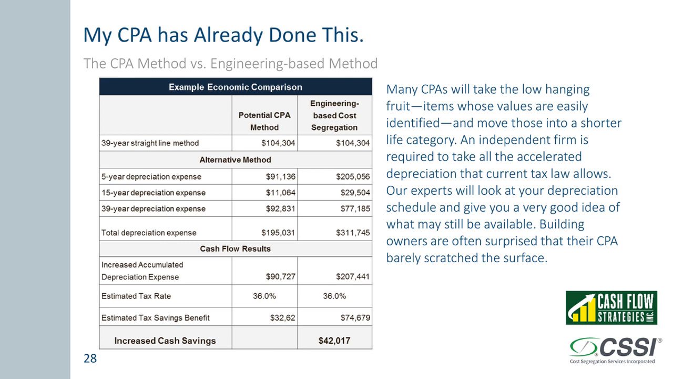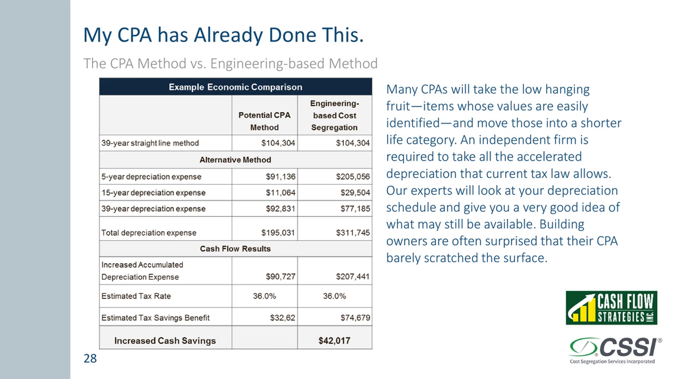So our experts will look at the depreciation schedule for the building and give a very good idea of what may still be available, even if the CPA's already done it. We've got a little comparison here. This is in general. I don't believe this is a specific study, but the potential CPA method, they were able to identify some of the short life property. We were able to identify a lot more of the short life property. And in the end, the engineering-based cost segregation study saved them over $42,000 in taxes.